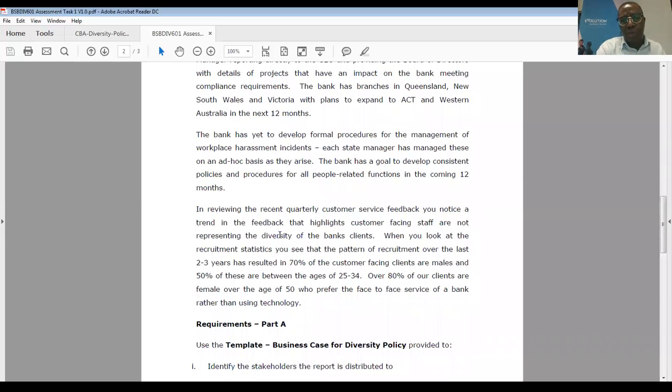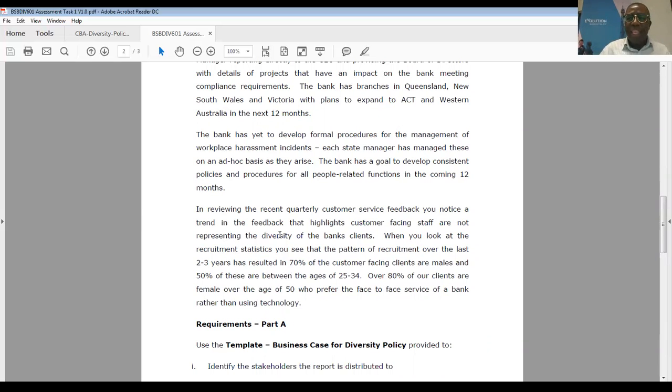In reviewing the recent quarterly customer service feedback, you notice a trend highlighting that customer-facing staff are not representing the diversity of the bank's clients. There you go. That's the key now.